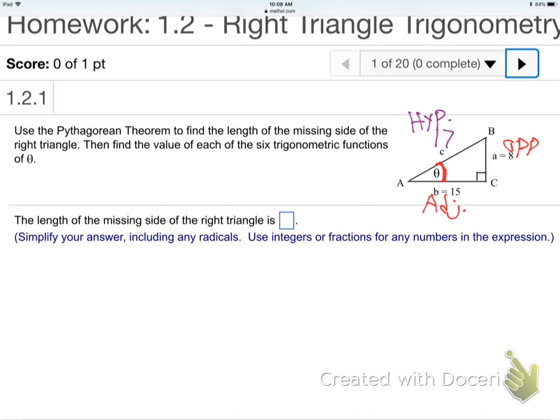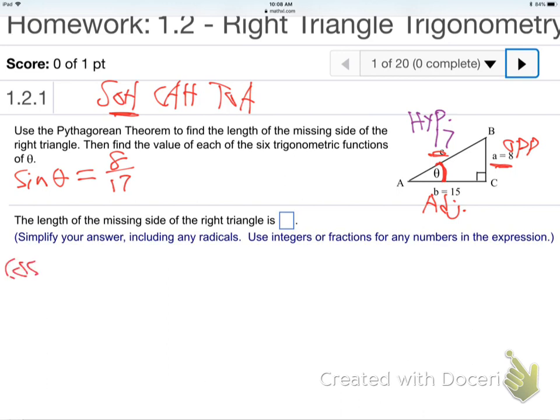Okay, so now we can do the SOHCAHTOA thing. Sine of theta, what is sine? Opposite over hypotenuse, so opposite, 8, over hypotenuse, 17. 8 over 17. Cosine of theta, adjacent over hypotenuse. So adjacent, 15, over hypotenuse, 17. 15 over 17.